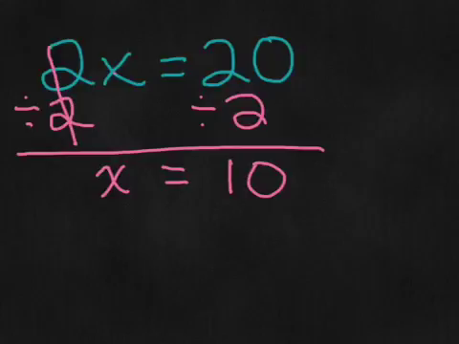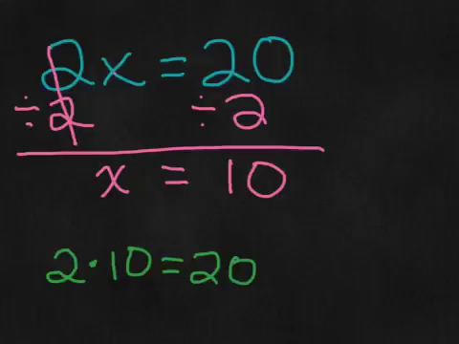Again, I want to do my check step. If I did everything correctly, and x is 10, then 2 times 10 should equal 20. 2 times 10 is 20, and yes, 20 does equal 20. Everything works out, and I can assume I did things correctly.